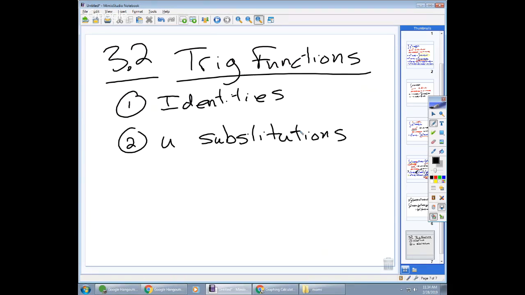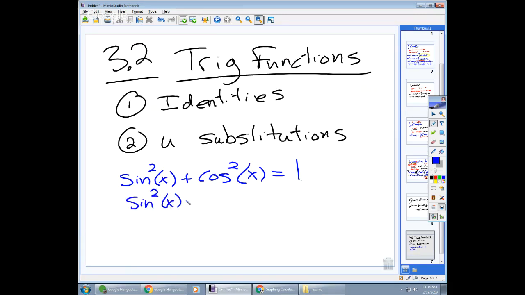So what trig identities are we going to want to use? Well, a popular one is the Pythagorean theorem: sine squared of x plus cosine squared of x equals 1, which allows us to replace a sine squared or a cosine squared. Alternatives of this are sine squared of x equals 1 minus cosine squared, or cosine squared of x equals 1 minus sine squared of x.